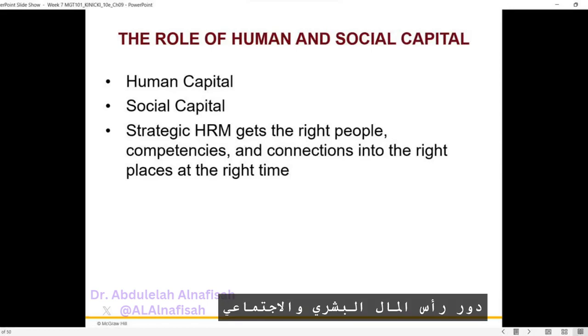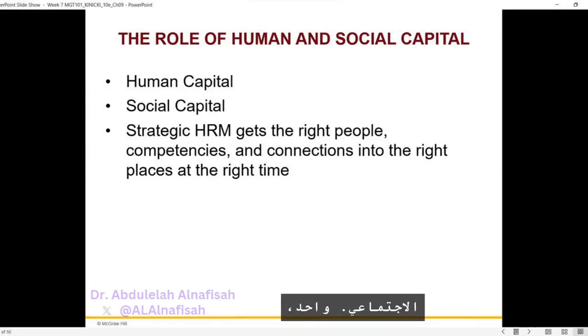The role of human and social capital. We have two concepts you need to understand: human capital and social capital. 1. Human capital. Human capital refers to the economic or productive potential that employees bring to an organization through their knowledge, skills, experience, and actions.